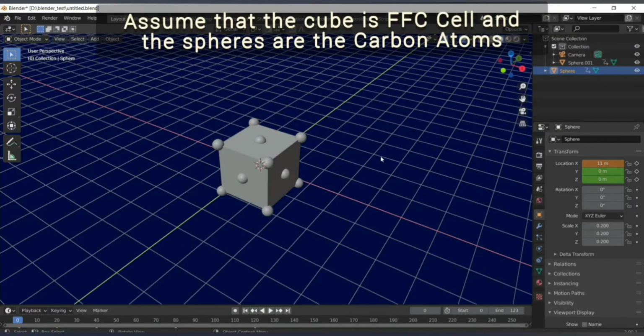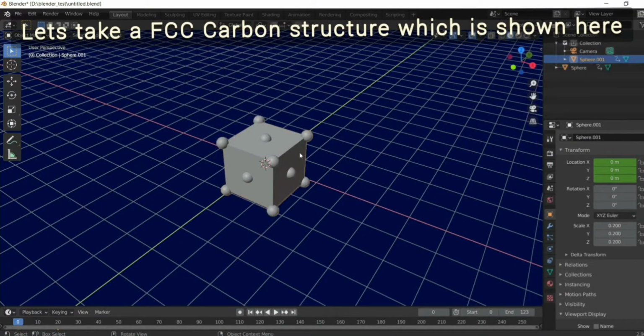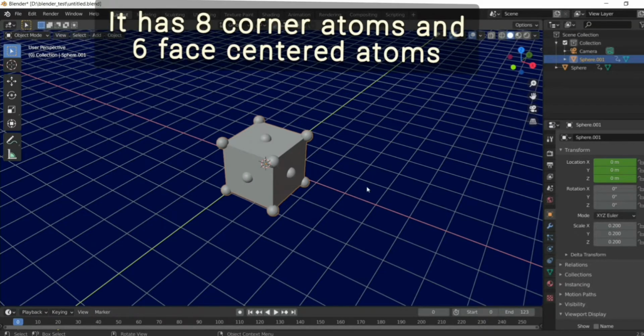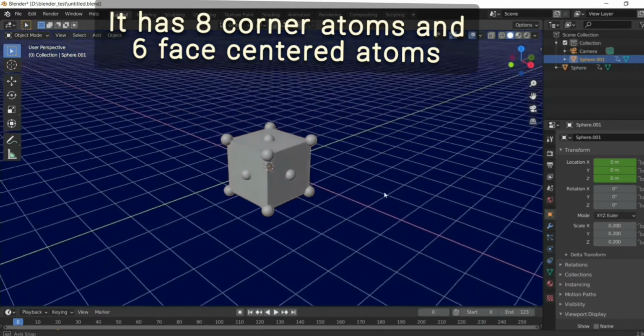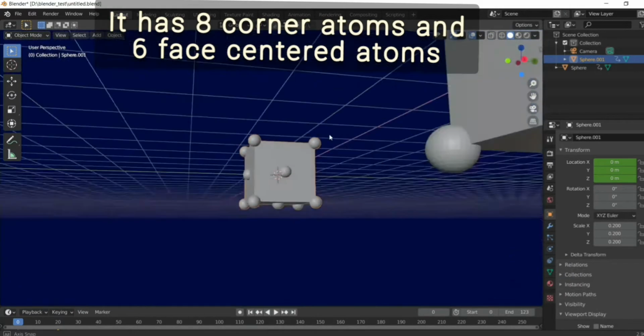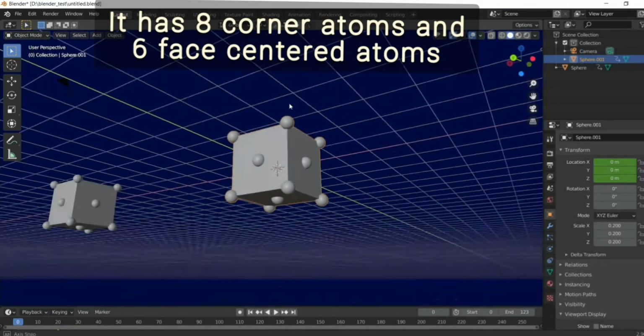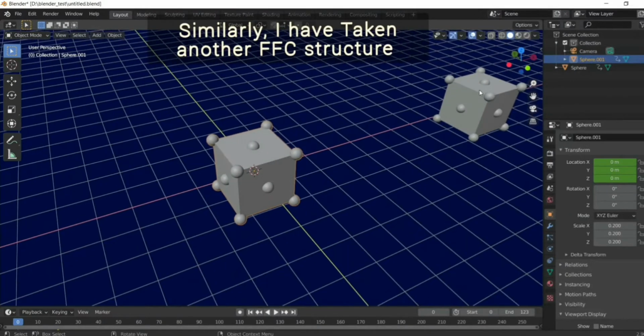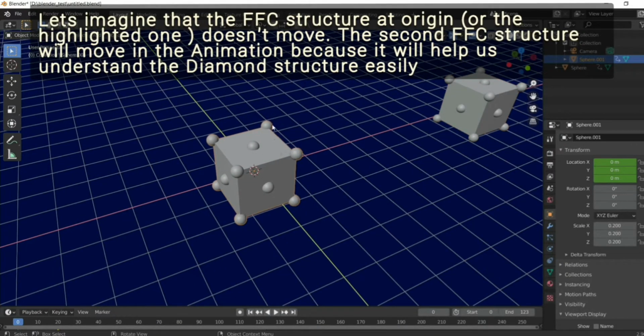Assume that this cube is an FCC cell or structure and the spheres on it are the carbon atoms. Let's take an FCC carbon structure which is shown here. It has 8 corner atoms and 6 face-centered atoms. Similarly, I have taken another FCC structure.